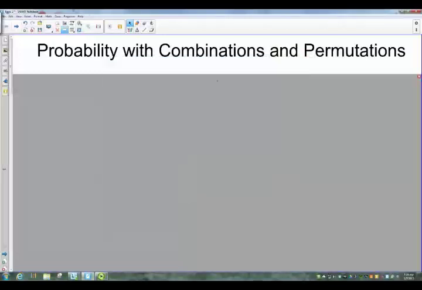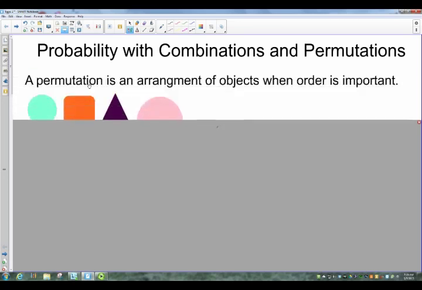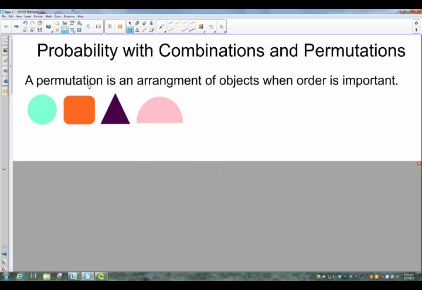Hello class, welcome back. This section we're going to be looking at probability with combinations and permutations. These are two new things that maybe you guys have seen before, maybe you haven't, but it's a pretty interesting topic. Alright, so we're going to talk about what these things are. First one is a permutation. A permutation is an arrangement of objects when order is important. That's really important to understand, is that order matters with permutations.